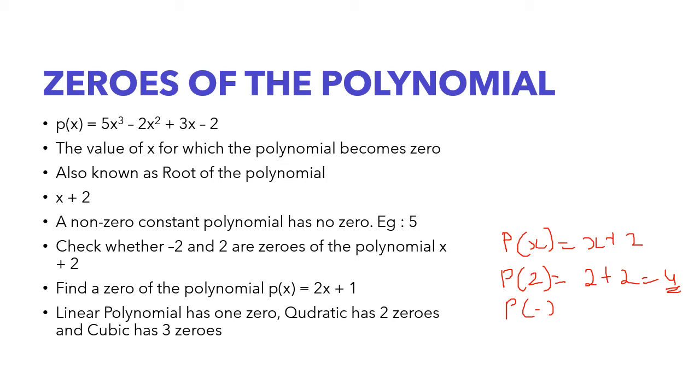Let's check p of minus 2, which is equal to minus 2 plus 2, which is equal to 0. So yes, this is the 0 of the polynomial. Minus 2 is the 0 of the polynomial.